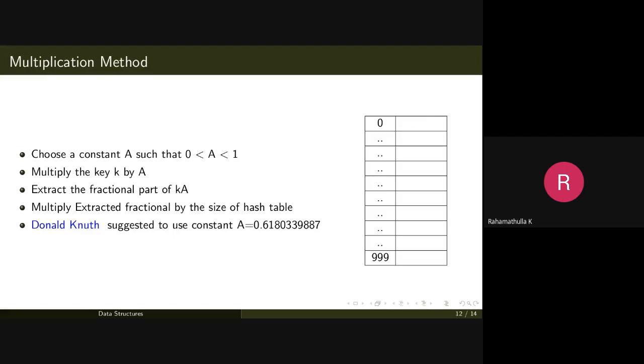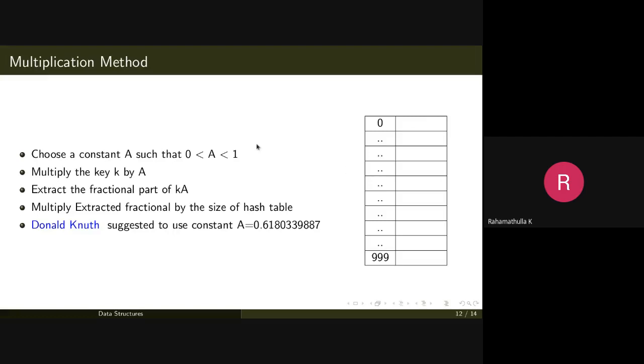Another method is the multiplication method. In the multiplication method, what you do is you choose a constant a such that 0 is less than a less than 1, a fractional value. Then multiply the key value by a, so you will get k into a. You take only the fractional part of ka, multiply the fractional part by the size of the hash table, and then you will get a corresponding position in the hash table.